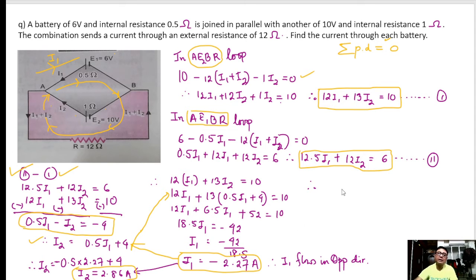So this is the current. Through the EMF E1, the current which is coming out, I1, is actually 2.27 ampere, and through E2 the current which is coming out, I2, is actually 2.86 ampere, and this is our answer. Clear?